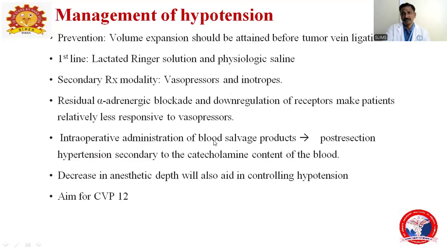Intraoperative administration of blood salvage products is avoided, as post-resection hypertension can occur secondary to catecholamine content of the blood. Decrease in anesthetic depth will also aid in controlling hypotension. Aim for a CVP, that is central venous pressure, of around 12 centimeters of water.